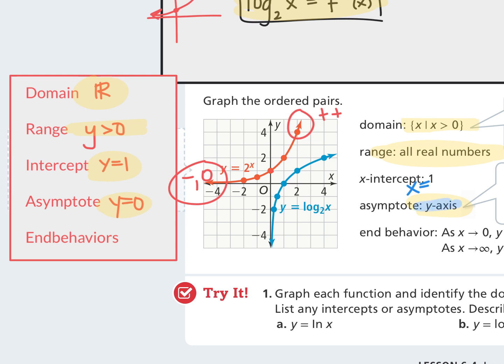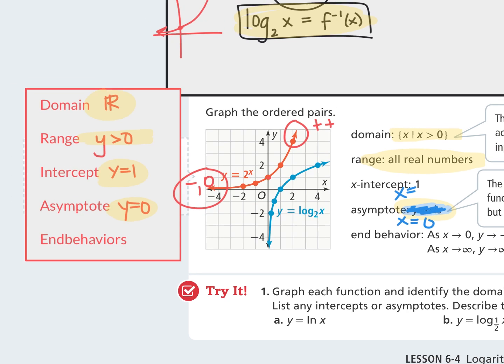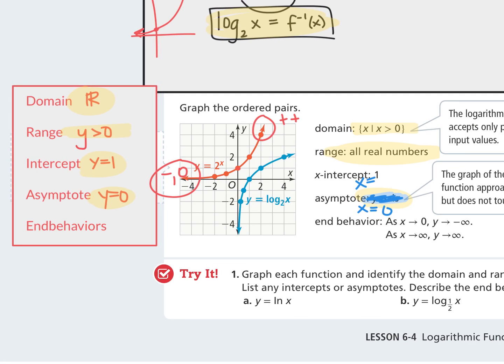For your notes, I would like for you to rewrite that as the line x equals 0. And then the same pattern of switching can be seen on the end behaviors. These end behaviors are now positive, positive on this arrow, and this arrow is actually 0, negative. As x goes to 0, y goes to negative infinity.